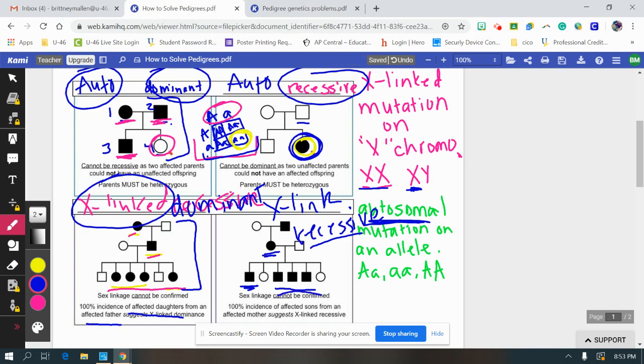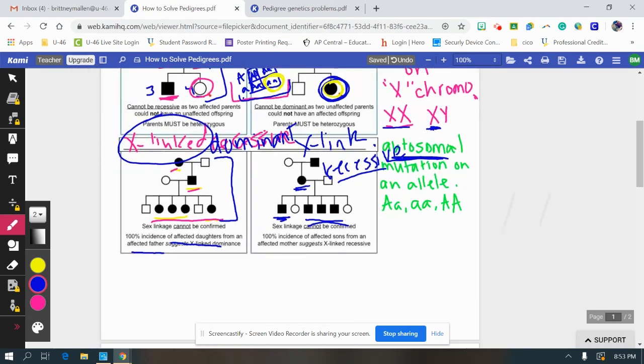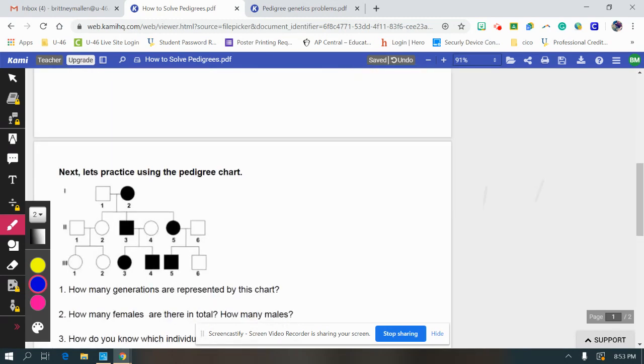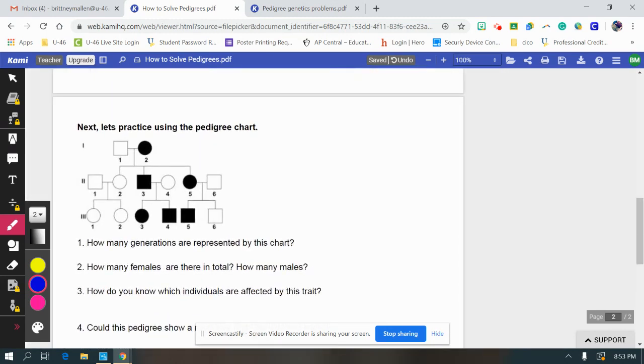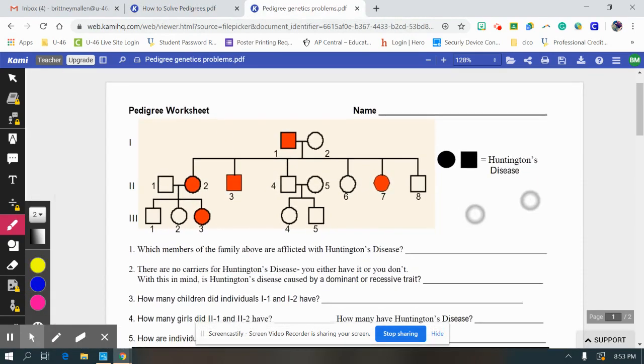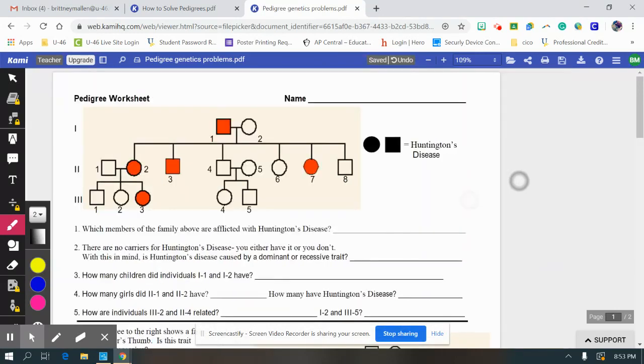Hopefully that makes sense. The second page is for you to practice. It's set up like your test will be. So look at that and practice after you finish this video. And then we're going to move on to a couple other practice problems while time remains. So we have a Huntington's disease case here.